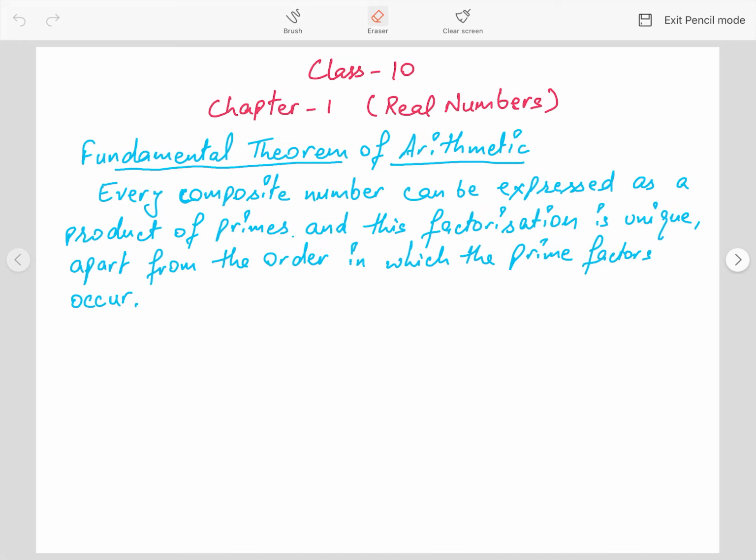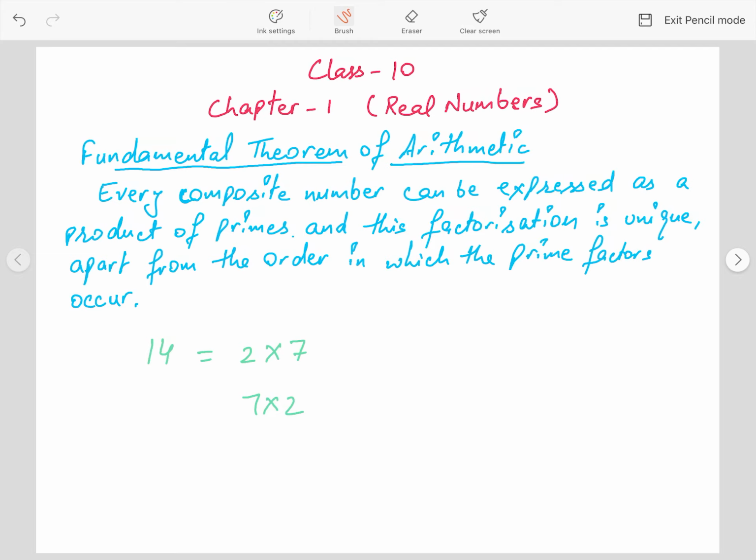We will understand this by taking an example. Let us take any number. Let us take 14. We have taken the number 14. Its factors will be 2 into 7. So either we can write 2 into 7 or we can write 7 into 2.